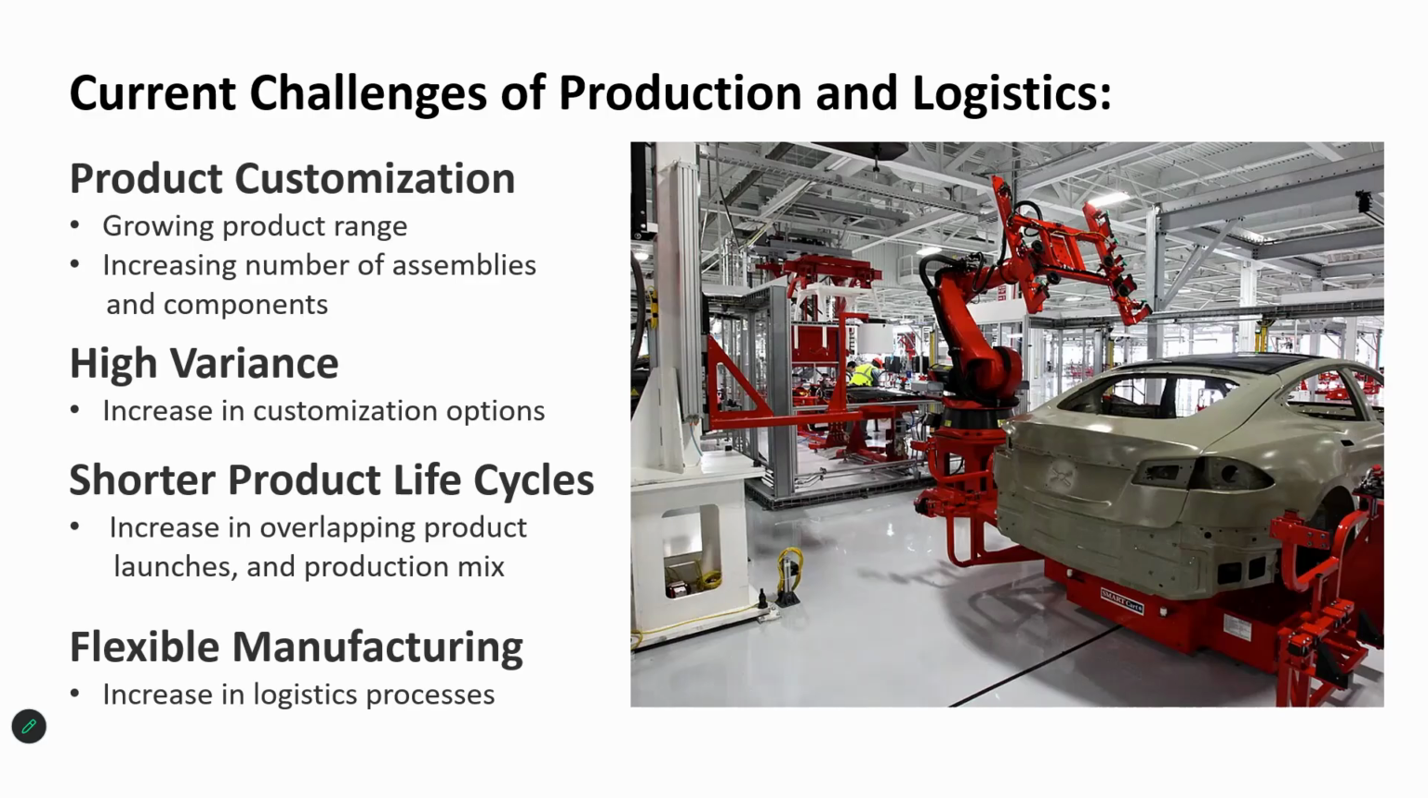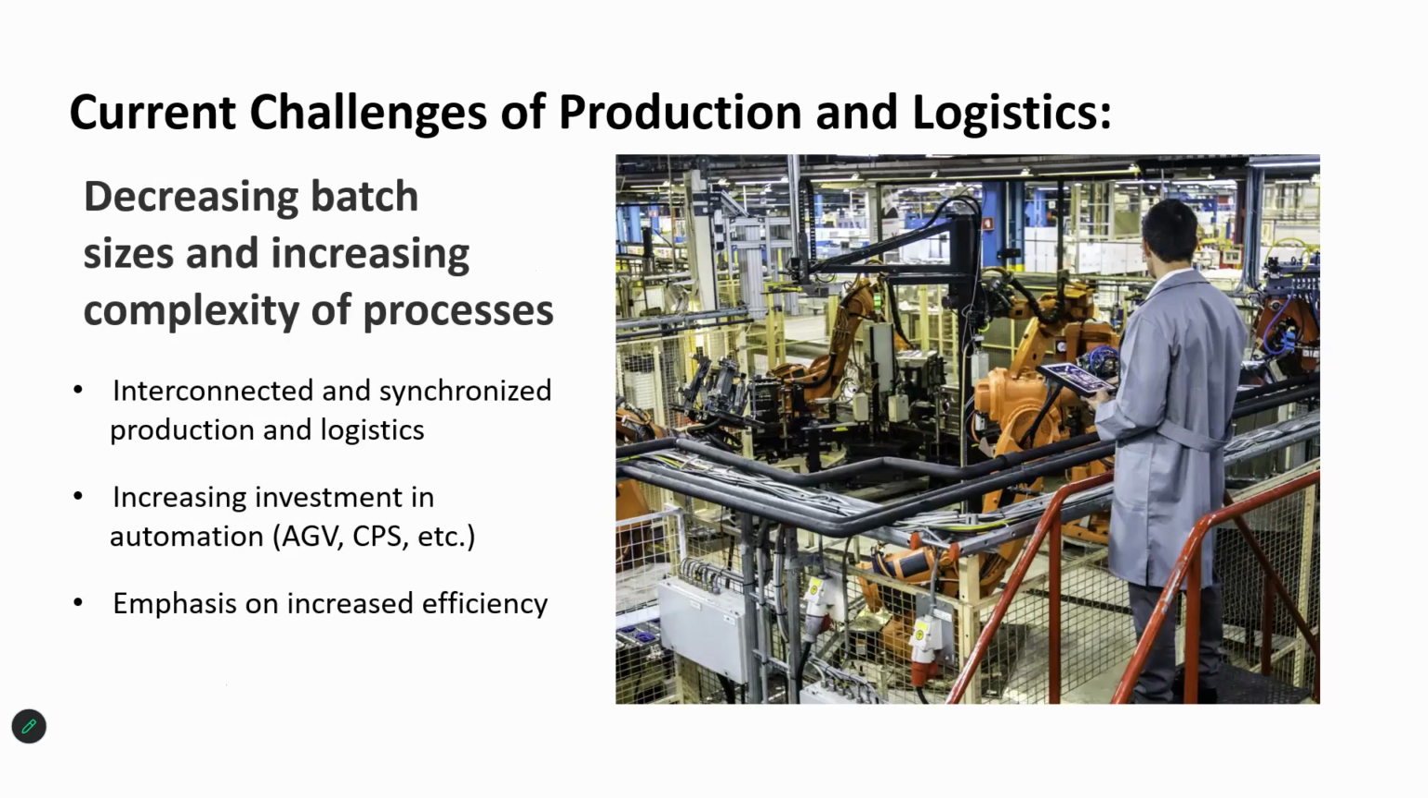So to summarize, industry must now deal with smaller batch sizes during the production process and increasingly complex processes. Now, this requires companies to better synchronize production and logistics, requires them to make investments in cutting-edge automation equipment and processes, and it absolutely requires them to be as efficient as possible.